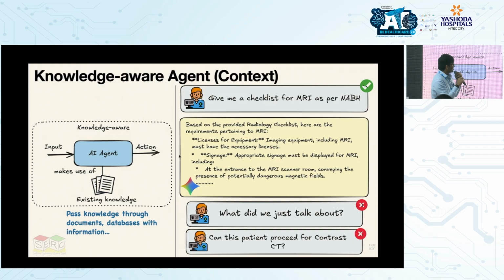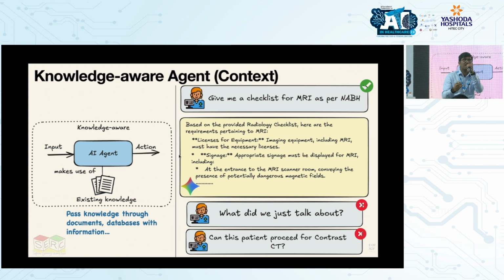The second is, if I ask a question like, can this patient proceed for contrast CT? I don't know what that means, yeah? If I say, can this patient, the model will be like, what does this patient refer to? Who is that patient? I don't know. It'll blabber out something, right?